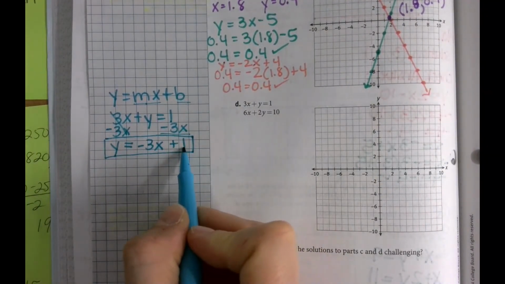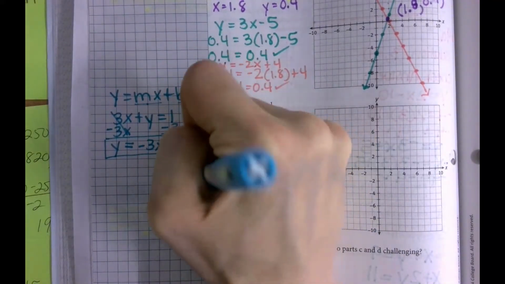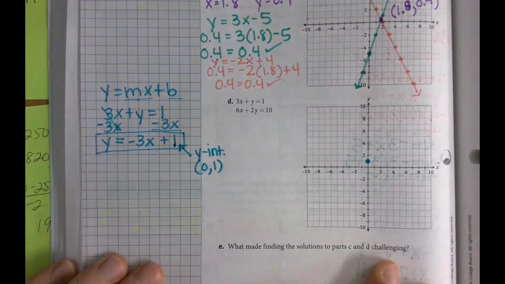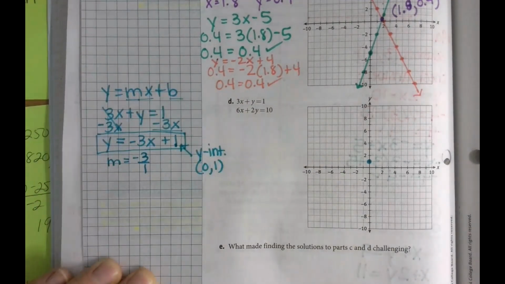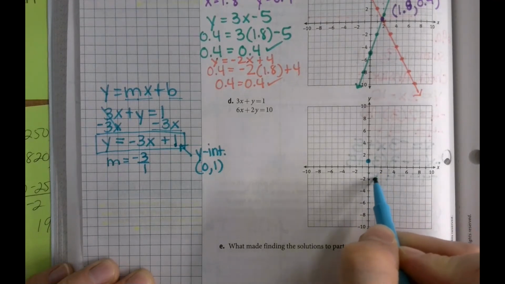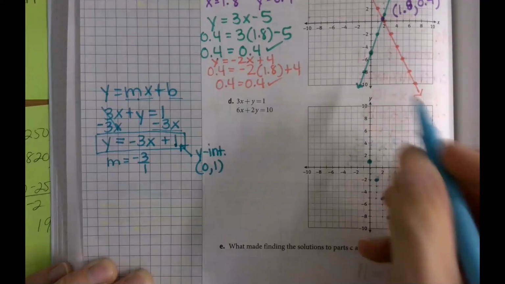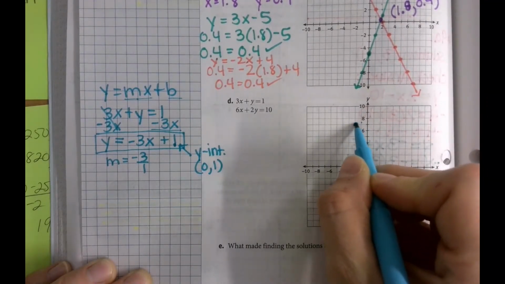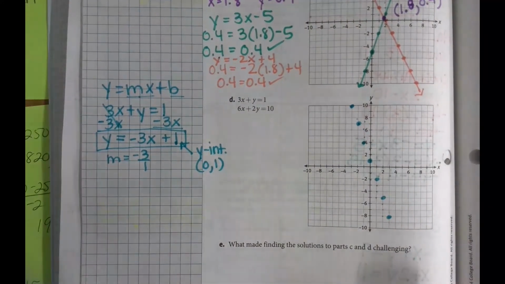1 is my y-intercept, so (0, 1). I'm going to graph that. Then my slope, m equals negative 3 over 1. So from my y-intercept, I go down 3, right 1. When I go the opposite direction, I go up 3, left 1. Then I use my ruler to connect my points.